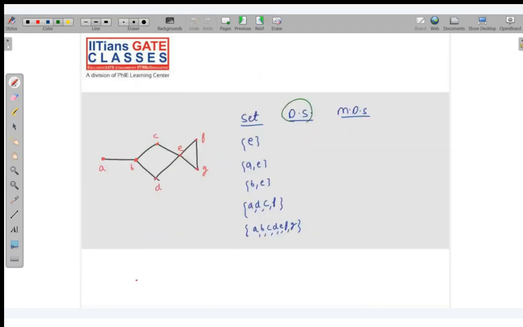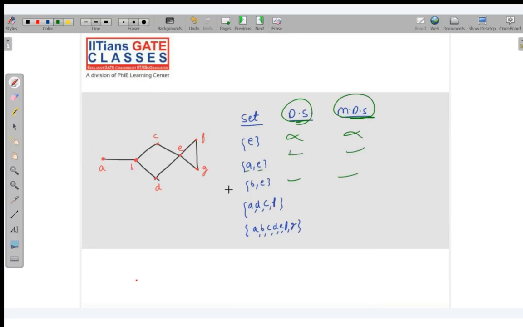Okay, so see this. So dominating set, and this is minimal dominating set. E, no. So no possibility of minimal dominating set, because it is not even a dominating set. AE, yes, it is a dominating set. It is minimal, yes, 100% it is minimal. Why? Because you cannot subtract E or A from this set. Okay, BE, yes, 100% it is minimal.